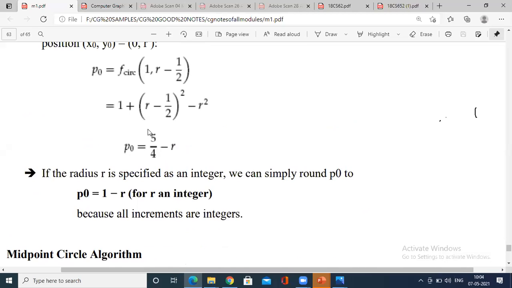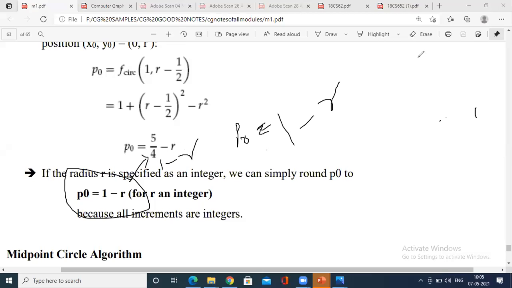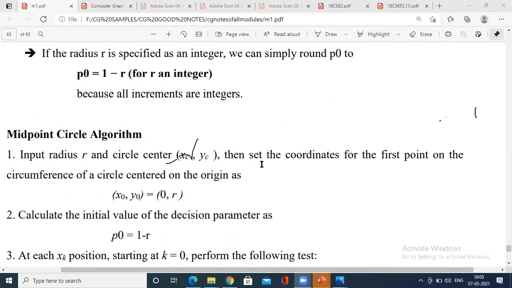So this is the formula. That is, we have done a standardization. Instead of using 5 by 4 minus r, if the value is given as an integer, we consider p naught equals 1 minus r. Clear? P naught equals 1 minus r. This will be the formula we use instead of 5 by 4. So I can consider this as 1 minus r if this value is given as an integer value. So this is what the midpoint circle algorithm allows.